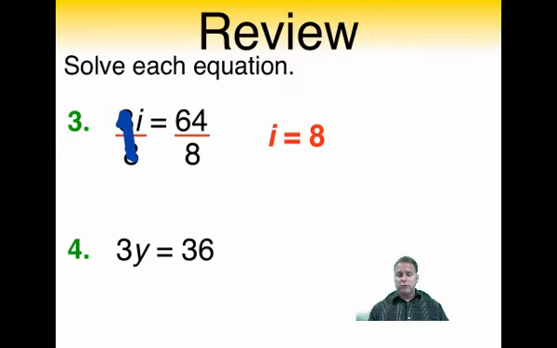Number 4, we have 3y equals 36. Our coefficient is 3. That means 3 times a number is equal to 36. Since they're multiplying by 3, we do the opposite. We divide both sides by 3. 3 over 3 is a big fat 1. And we get y is equal to 12.